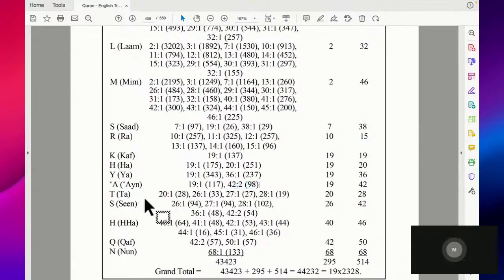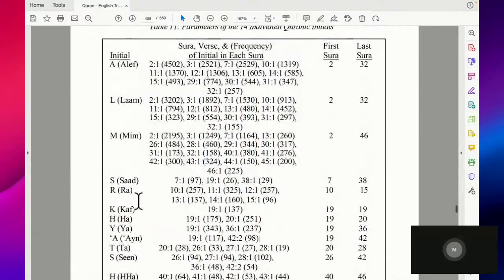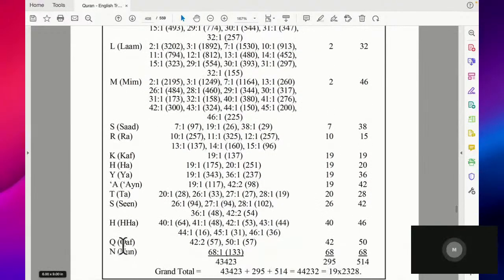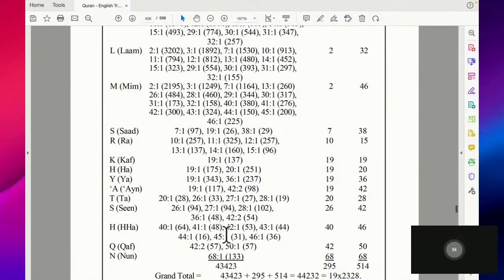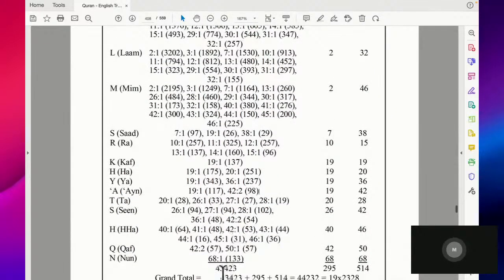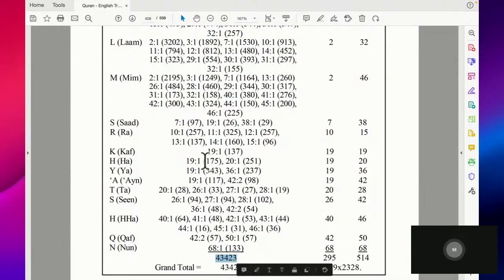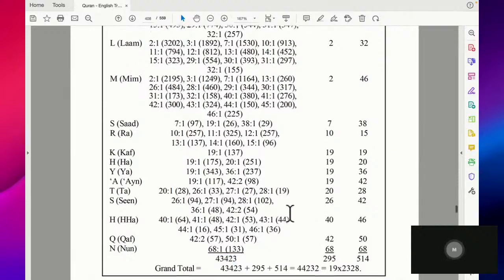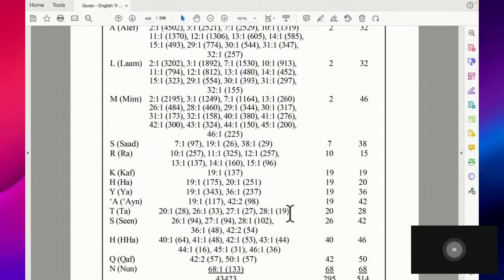And then we have ta, and then we have sin, then ha, and then qaf, and then nun. So these are the 14 initial letters of the initial surahs. Now, how can we understand that this count is correct down here? If you look at this part, basically what we have done is that we have added all these numbers, and this is the summative total of all the numbers that you see in the second column. So how can we check that this number is correct? There is one easy way to do this, and it is using ChatGPT, as I have previously told you about.